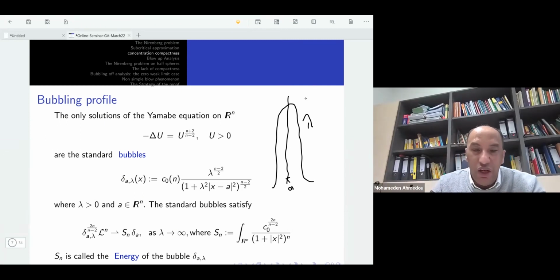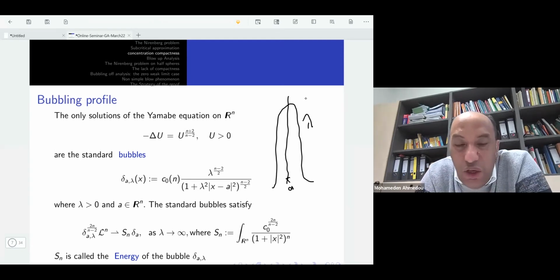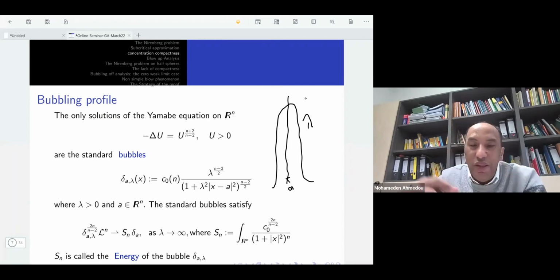This kind of function has the same kind of behavior as the function u epsilon. Namely, if you take delta_i lambda to the power 2n over n minus 2 times the Nirenberg measure, you converge weakly in the sense of measure to S_n times the Dirac mass, where S_n is a universal constant, and we call it the energy. So these bubbles come with an energy.